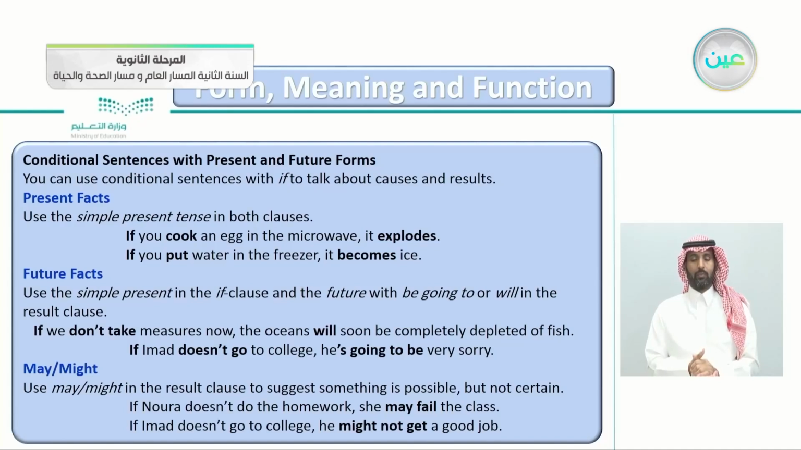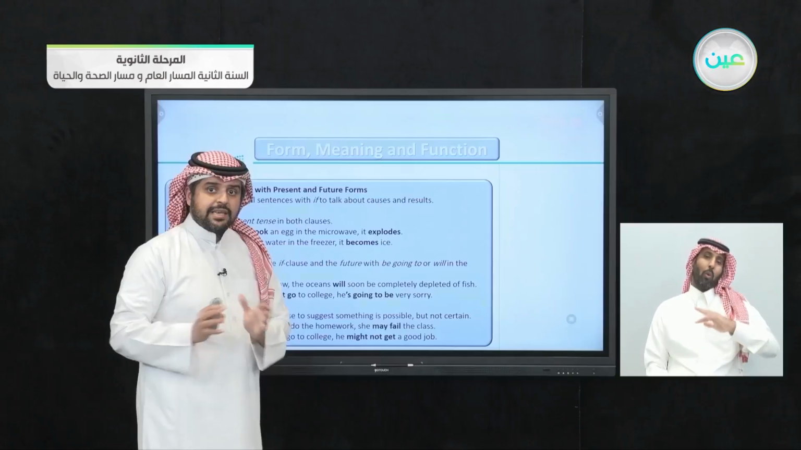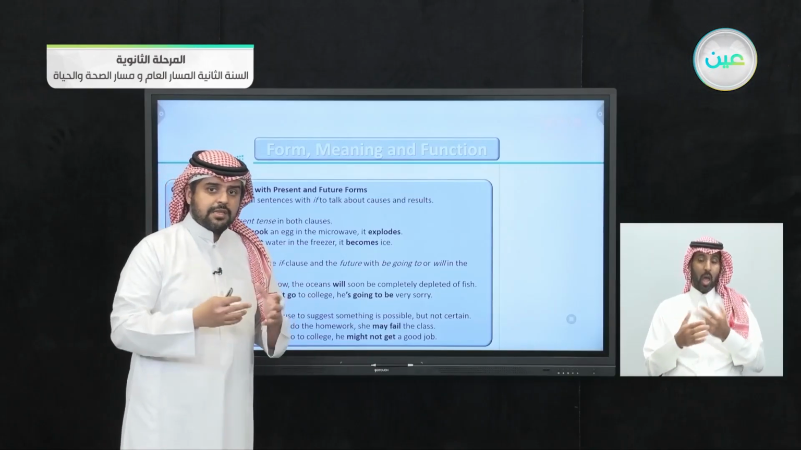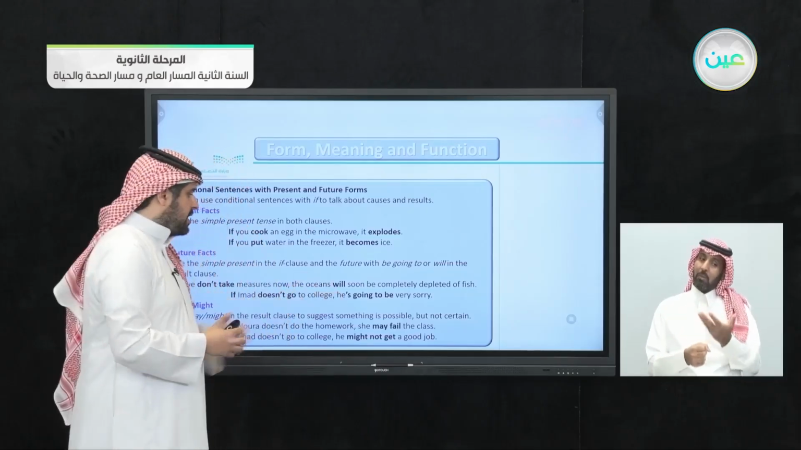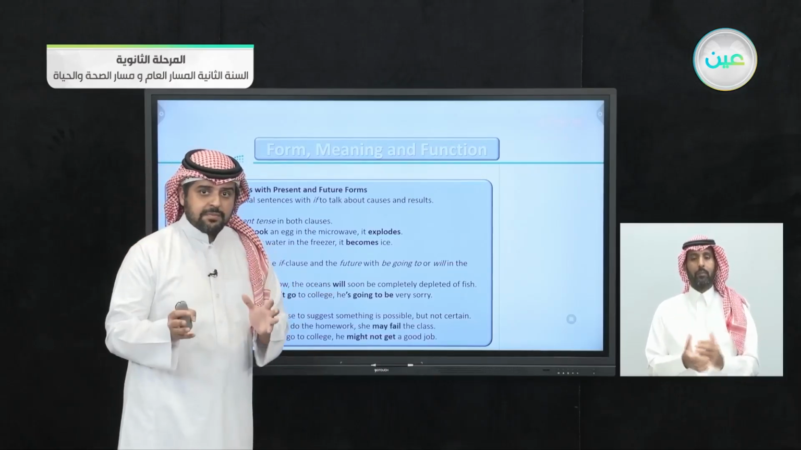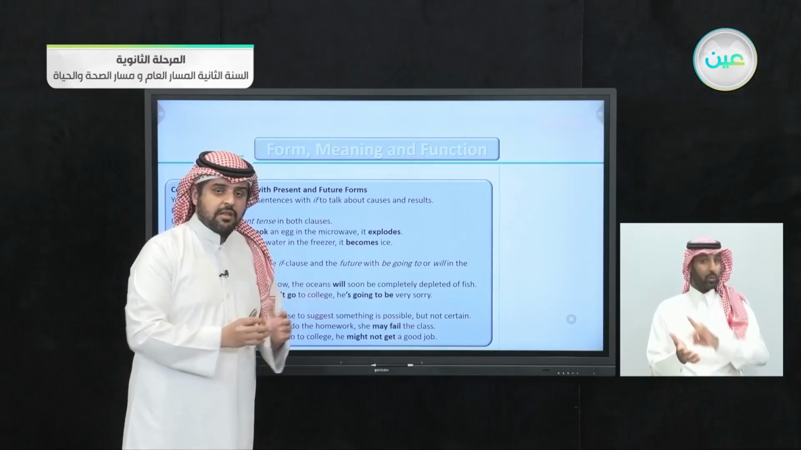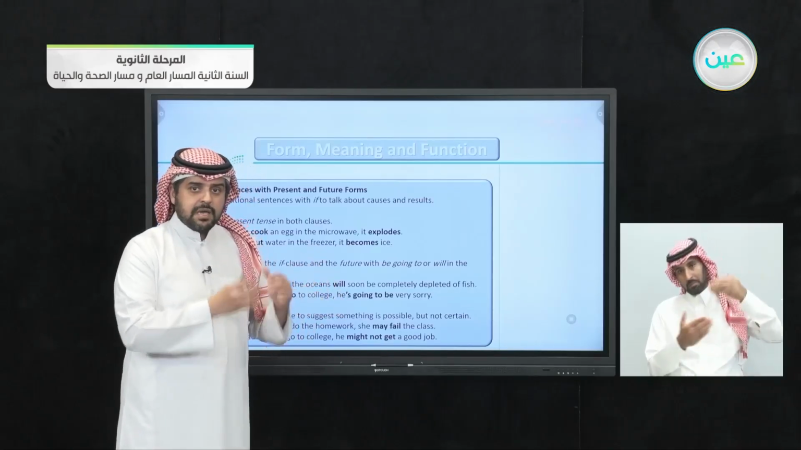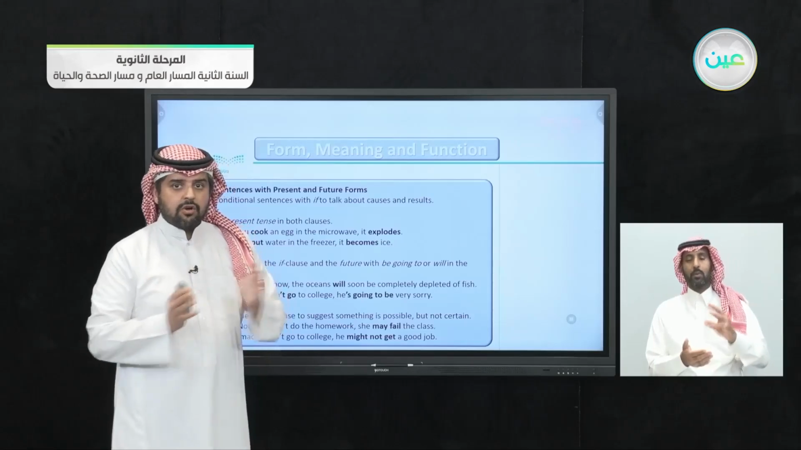Also here we have may and might. We use may and might in the result clause to suggest something is possible but not certain. So we use may or might in the result clause, not the if clause, just to show that something might happen, something that is possible but not certain. If we are certain, we use will. If we are not certain, maybe it's possible, we use may or might.